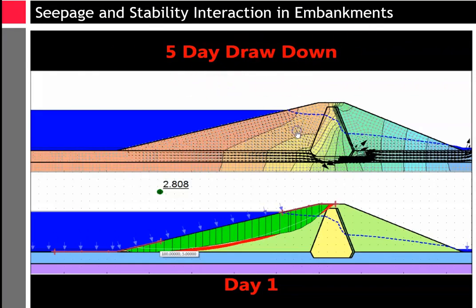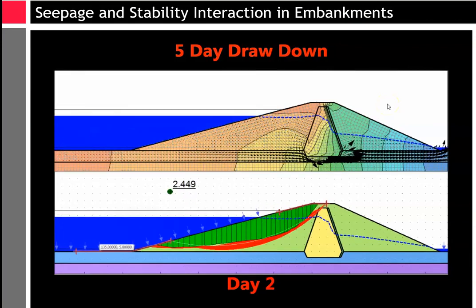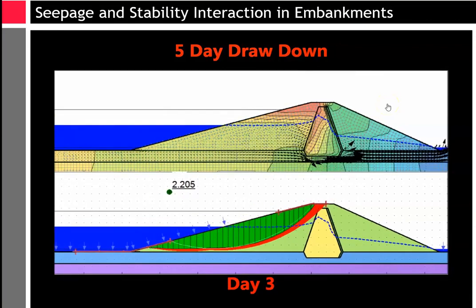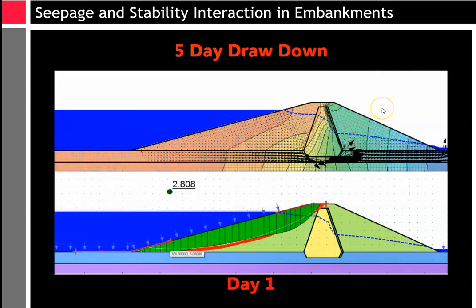Sometimes we will see interaction between the flow of water and slope stability analysis, as you see here, in rapid drawdown of these reservoirs behind these embankment systems. Okay.